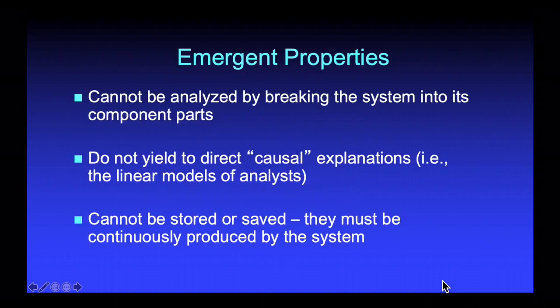Now, the thing about the emergent properties that I've already explained, they cannot be analyzed by breaking the system into its component parts. They do not yield to direct causal explanations. That is, I can't take this computer and somehow develop a linear model to explain how the computer system has produced the image. And likewise, emergent properties can't be stored or saved. This image can't be stored or saved. It has to be continuously produced. As soon as I switch off the computer, the image is gone. So these are characteristics of emergent properties.